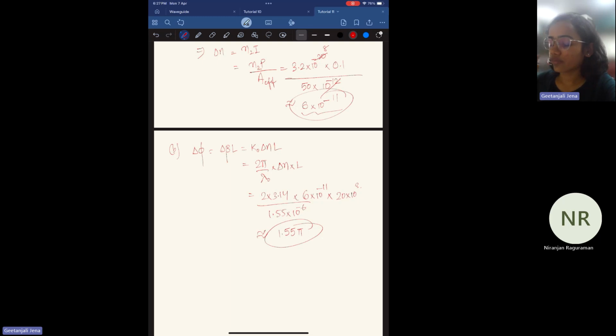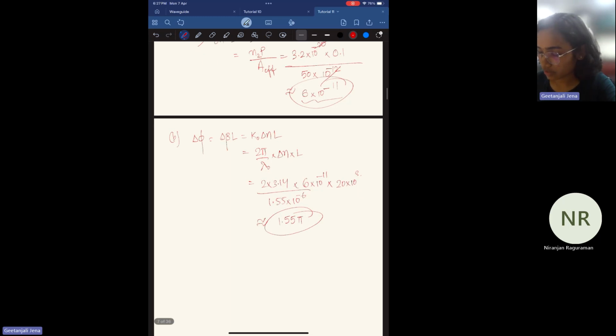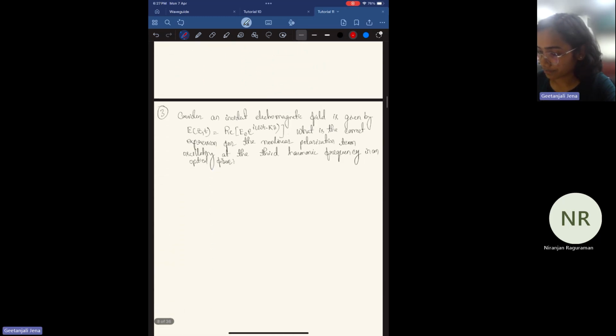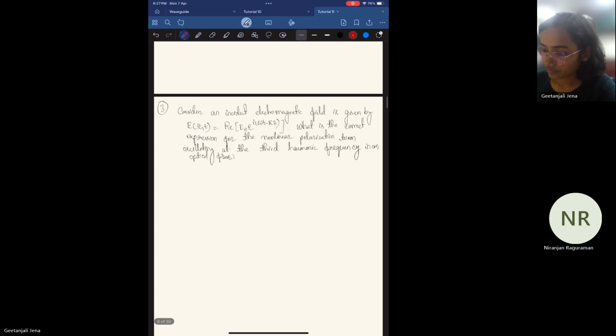So this problem was a relatively straightforward problem. I think you don't have any doubt in this problem. So let me move to the third one. Go through the question once. It's relatively easier than the first question. In the first question, we have two frequency components, both omega 1 and omega 2. But here we have only one frequency component, which is omega 1.